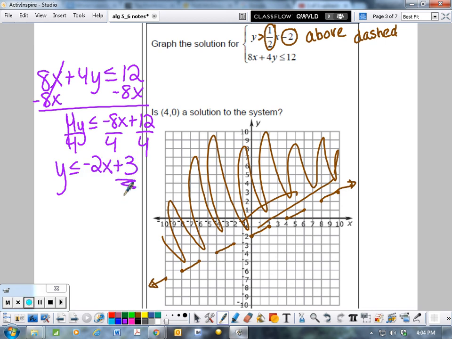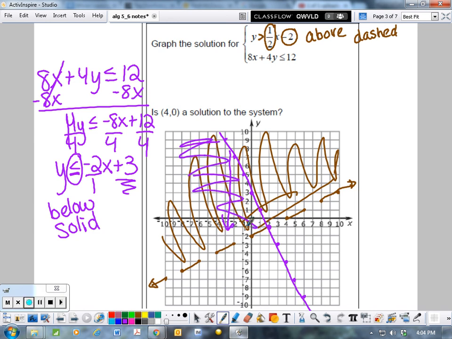So I'm going to start at 3. And then I'm going to go down 2, right 1, or up 2, left 1. And then, based on my inequality symbol, I'm going to shade below because it's less than. And because of the line underneath, I'm going to have a solid line because all points are included. So I'm going to go ahead and draw my solid line. I'm going to go ahead and shade below the line.